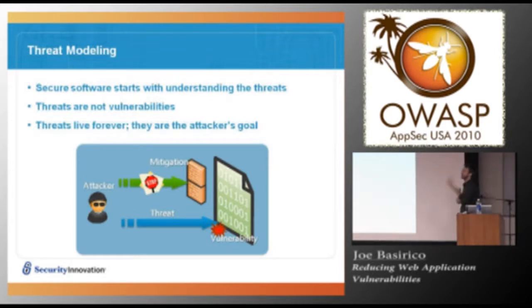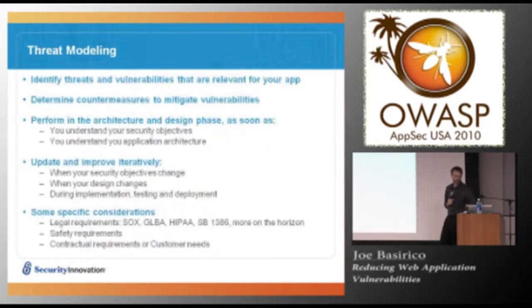So threats live forever, right? They're there because people think of bad things that they could do to other people or systems. So we're going to add our mitigation and solve that threat. So when we start to threat model, we're going to first identify all the threats and vulnerabilities that are kind of inherent in our application.